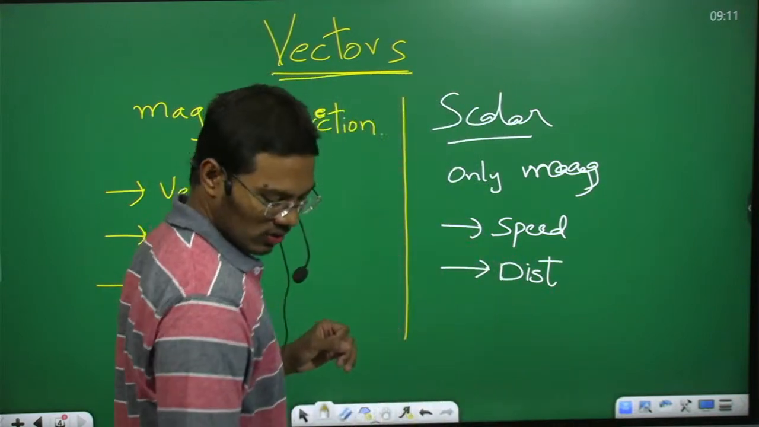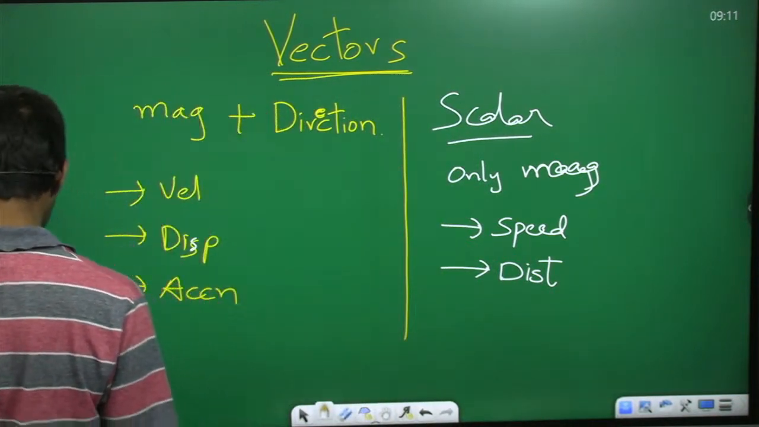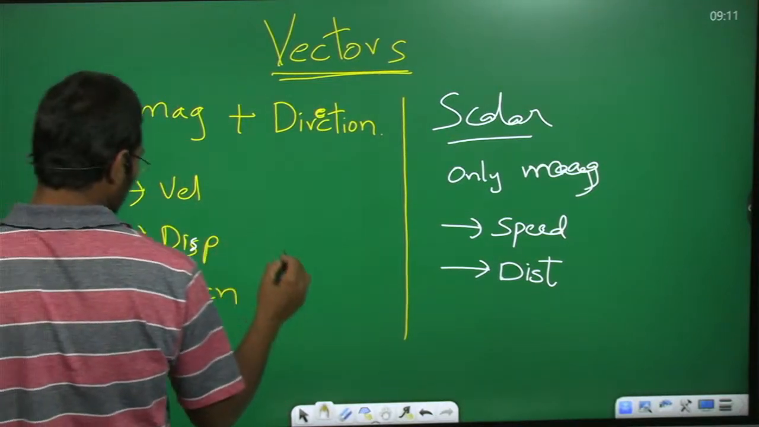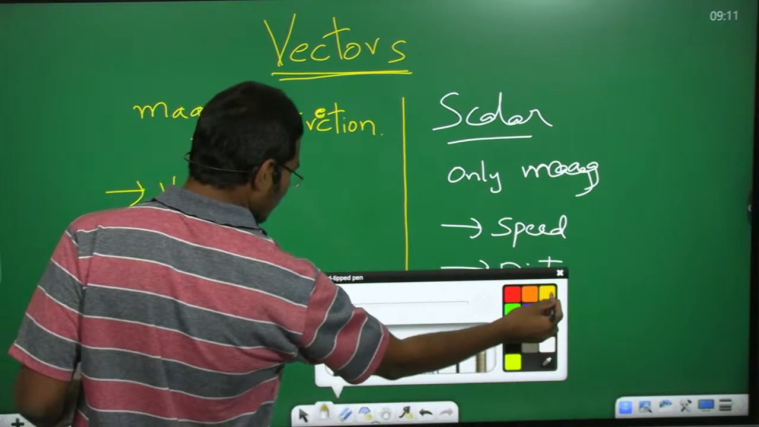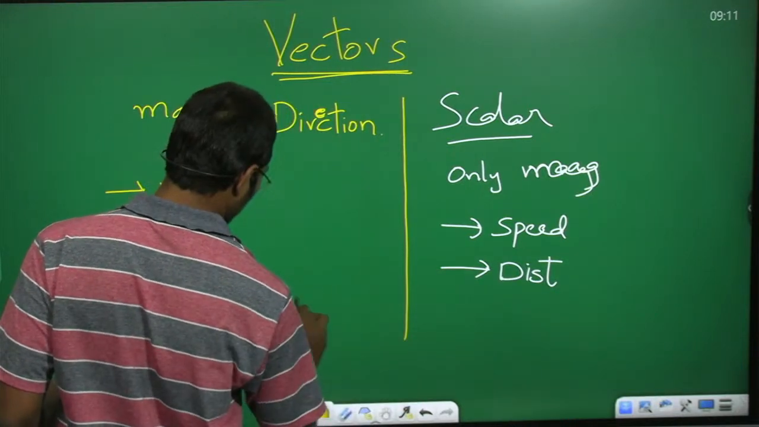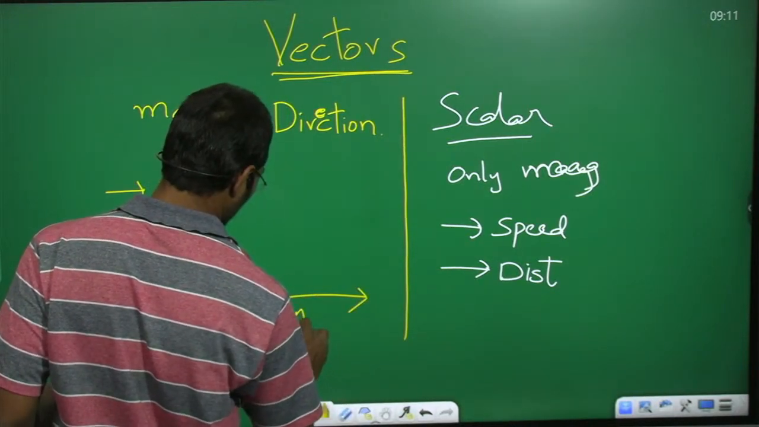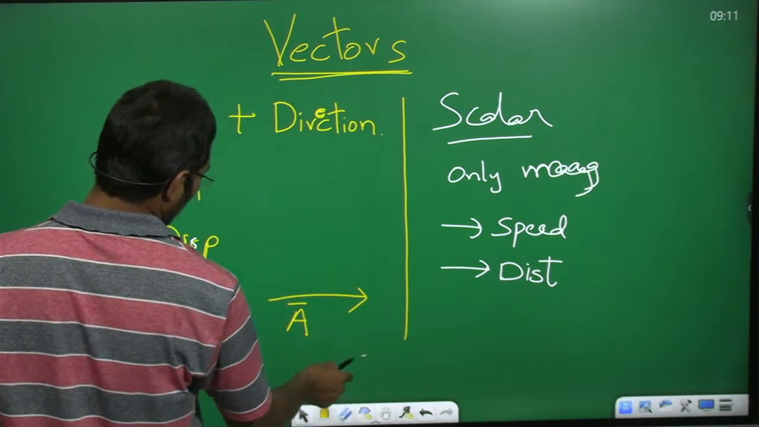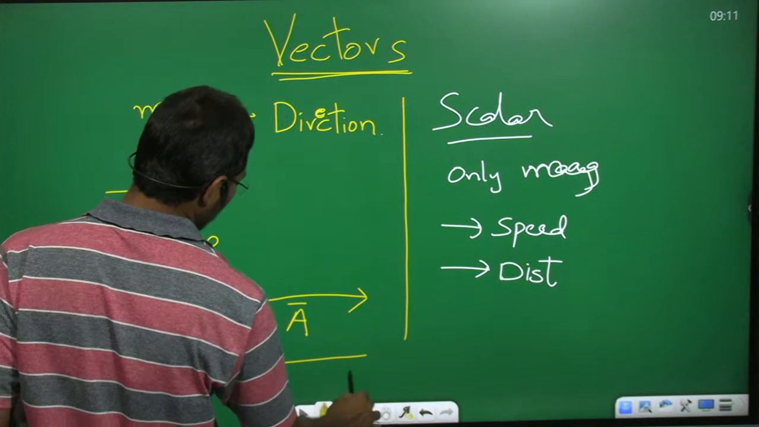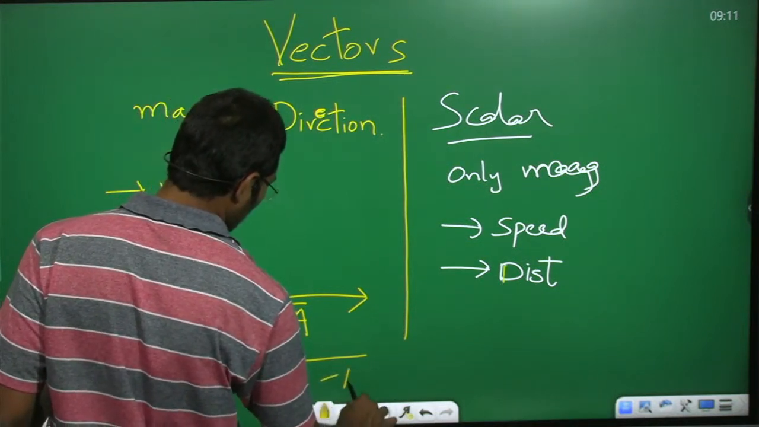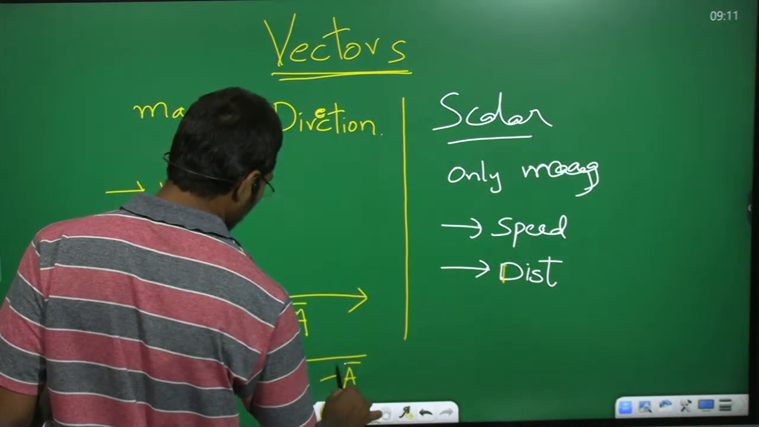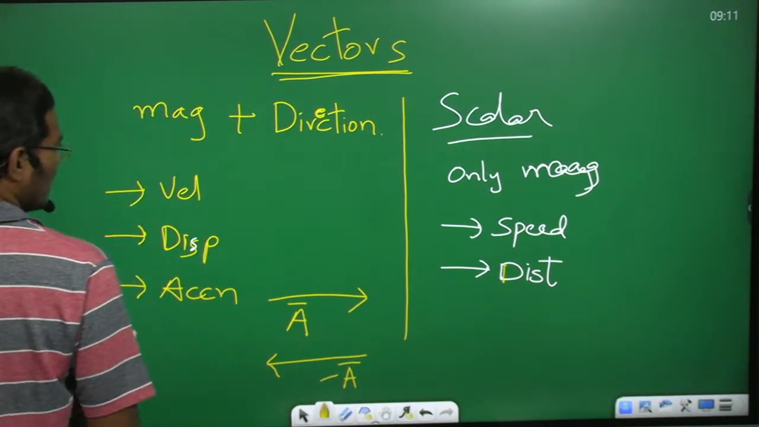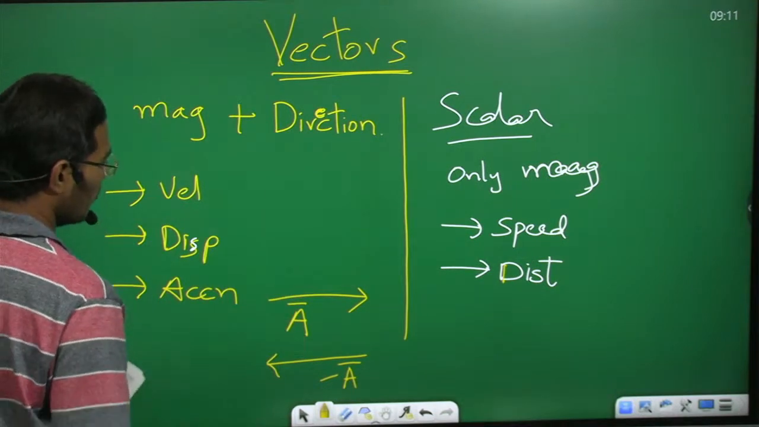So now let us try to look at some of the formulas of vectors. The general representation of a vector. If you try to represent the vector in the other direction, we name it as the negative of a vector. So these are the basic meanings of vectors.